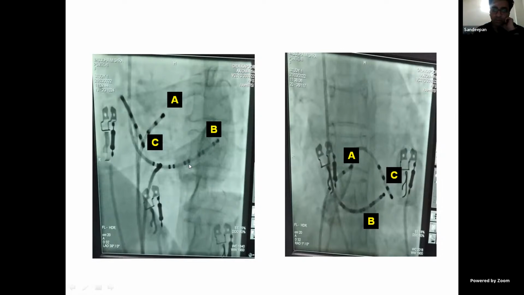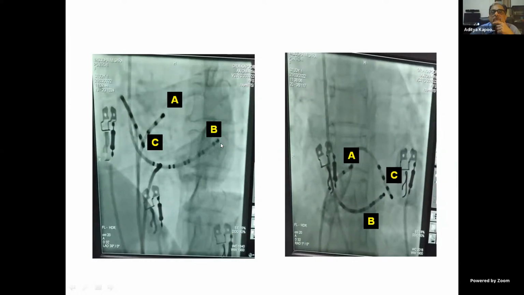Sir, in LAO view, this is the usual position of CS, and the decapolar electrodes are marked by it, sir. So one more thing which you can add if other students are also listening: this is in the His bundle, this is in the RV apex, if you see in the RAO view also, and the CS actually crosses the spine. So it's a posterior structure.